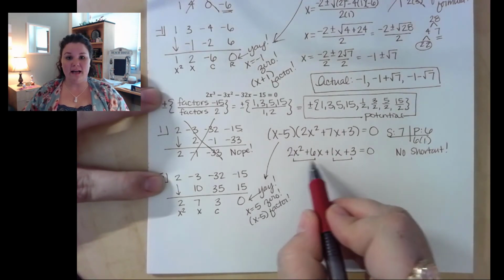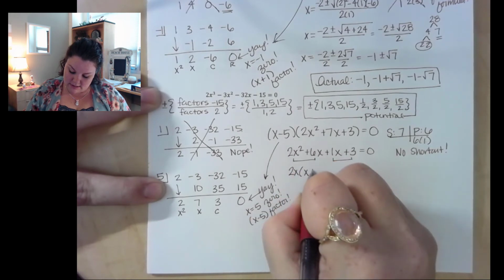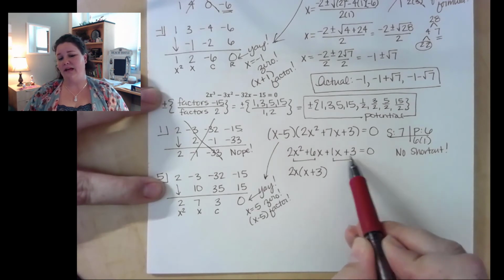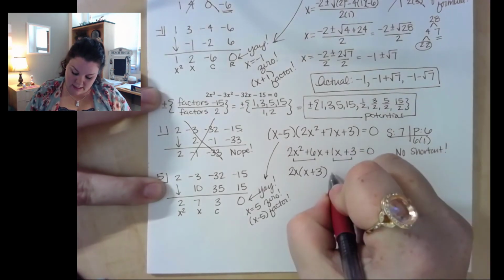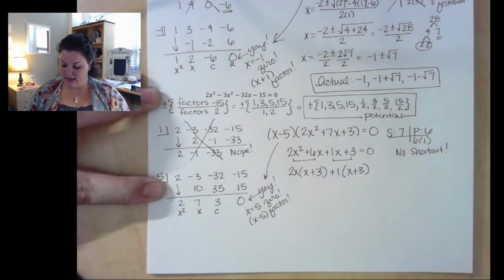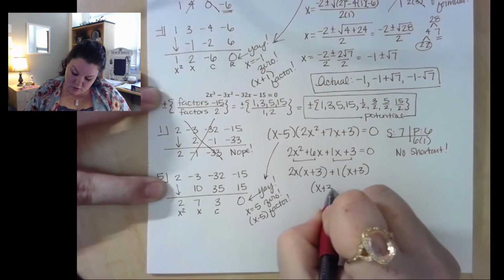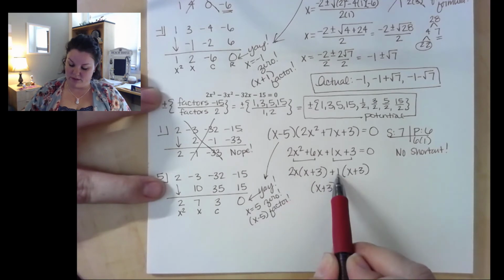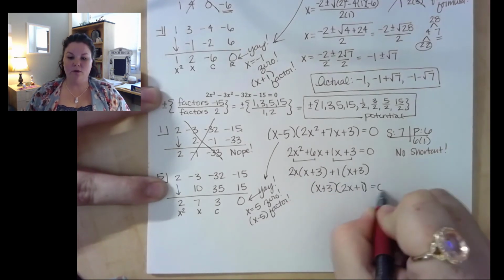Out of the first pairing, I can take out a 2x, which leaves me with x plus 3. And then for the second pair, they don't really have anything in common, but I can always take out a positive 1. So if I take out a positive 1, I'll be left with x plus 3. Now that they both have an x plus 3, I can take out that quantity, and I'll be left with 2x from the first one and plus 1 from the second one. So 2x plus 1 equals 0.